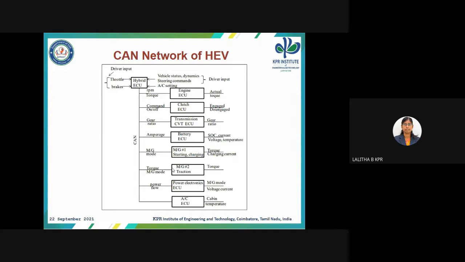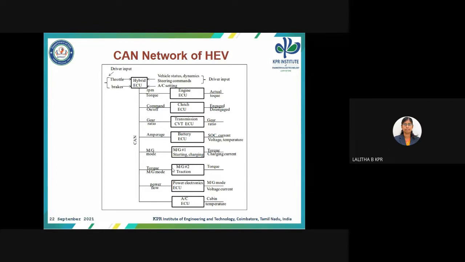Here we can see a simple CAN network of the hybrid electric vehicle. So the hybrid ECU will control all other electronic control units. The hybrid ECU gets input from the driver in the form of the acceleration pedal and braking system, vehicle status, steering command and AC setting. So the hybrid ECU will control the engine ECU. The engine ECU input is speed and torque, speed of the vehicle and torque.